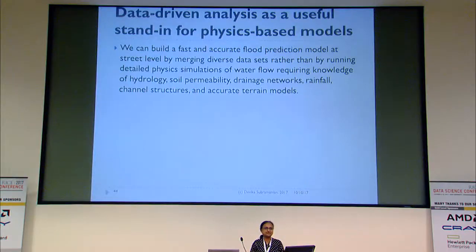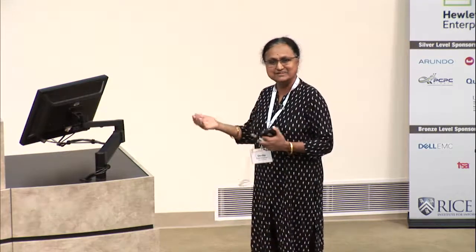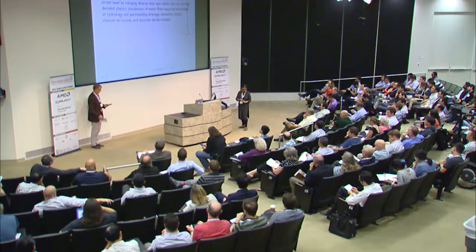Finally, let me end with this slide. Data-driven analysis is a useful stand-in for physics-based models. When physics-based models are not accurate, data can help you understand what's wrong with them and improve them. But there are limits to data too, right? Because you will ultimately need to add additional information, not just damage data, to be able to build these models of risk. So I apologize for going over, and I will take a few questions.